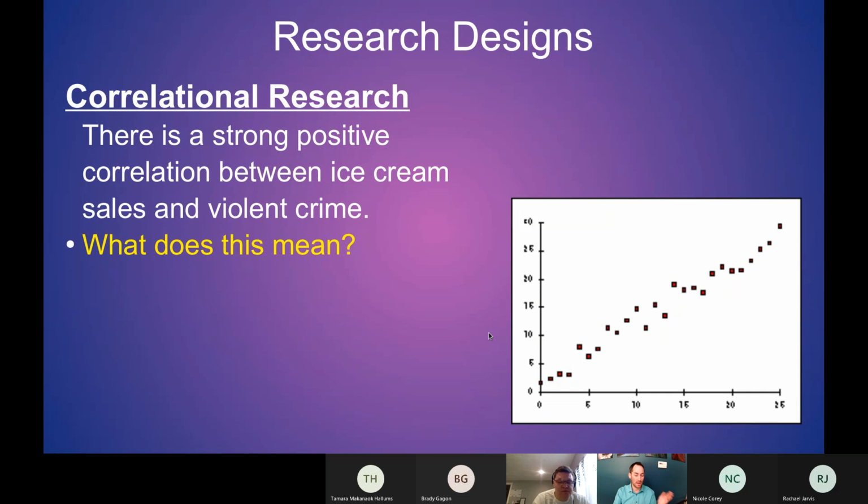So ice cream sales are not causing violent crime. Violent crime is not causing ice cream sales to go up. So what is causing both of these things? Or what do you think is causing both of these to be related? What's happening here? So either type your answer in the comments or feel free to raise your hand and you can take over the microphone.